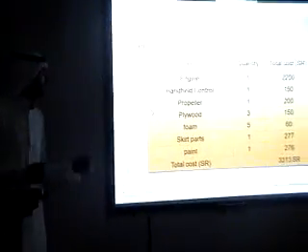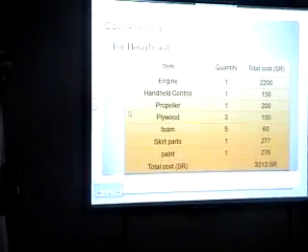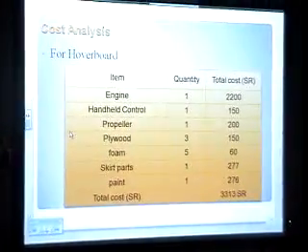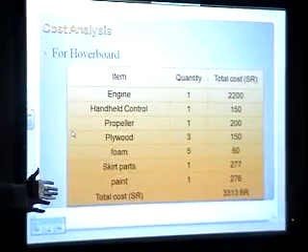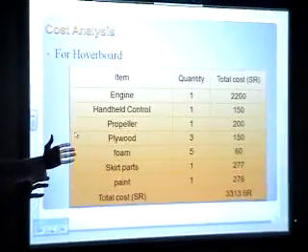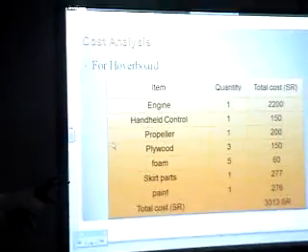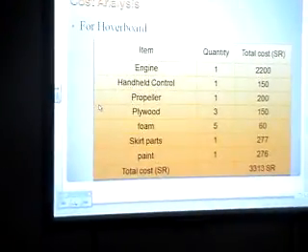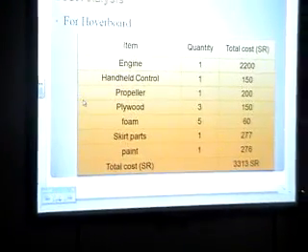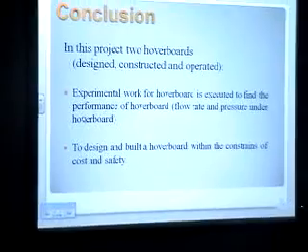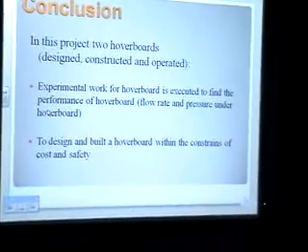The cost analysis of our hoverboard is shown in the table, and the total cost is 3,313 Saudi riyals, and this cost is within the budget. And we conclude with my colleague Sulaiman.